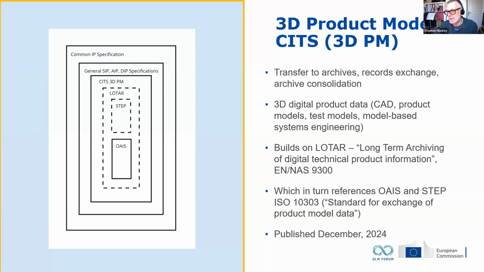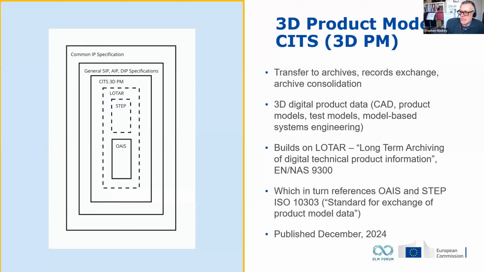And because of this, it builds on an existing European and American standard called LOTAR, which stands for long-term archiving and retrieval, and is published as EN/NAS 9300. LOTAR itself is based very heavily on the OAIS reference architecture and on ISO 10303, which in fact is STEP, the standard for exchange of product model data.